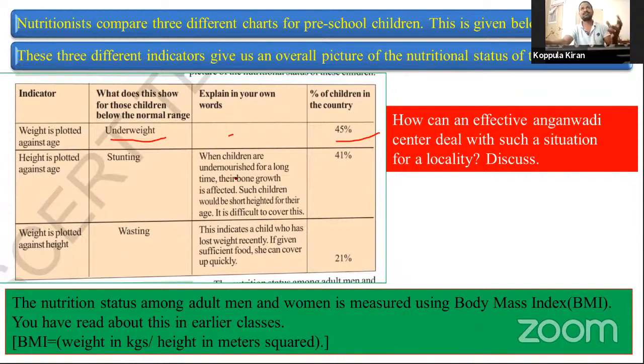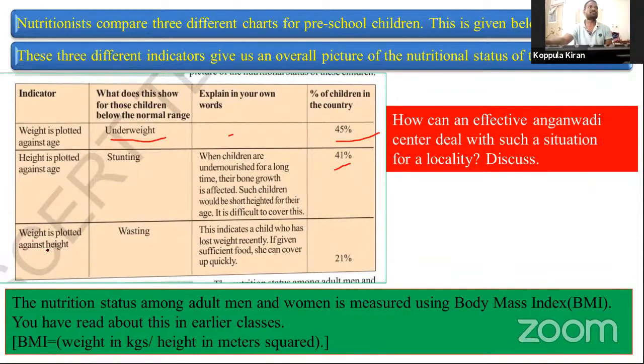We generally see some short boys or girls due to their deficiency of nutritional food. It is difficult to cover this for a long time. We can't do anything about them. So we should give nutritional food to the children. If you give nutritional food, automatically their height and weight increase. Otherwise, this problem is faced. 41% of the children face this problem.